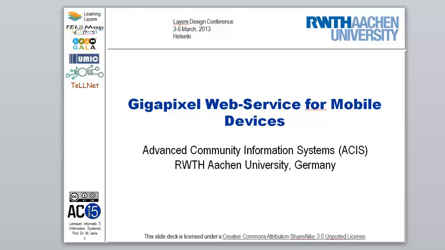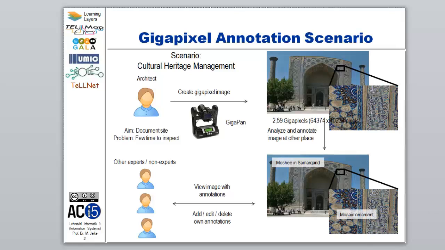As a scenario, a person, in our case an architect, can create a gigapixel image using a Gigapan device and make it available for other users, who can view the image with annotations, or they can edit, add, or delete their own annotations. We will begin by showing the upload of gigapixel images.